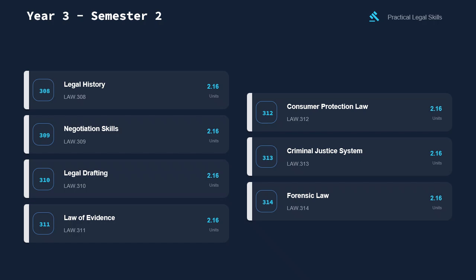Real-life example: a well-drafted non-disclosure agreement defines confidential information, specifies permitted uses, sets duration, and outlines remedies for breach. Vague language can render it unenforceable.